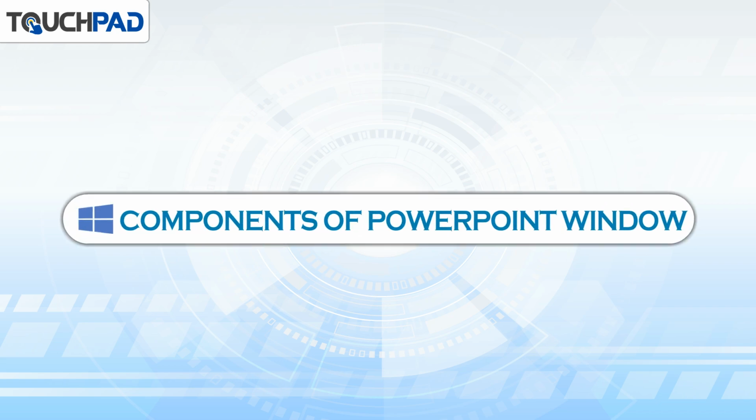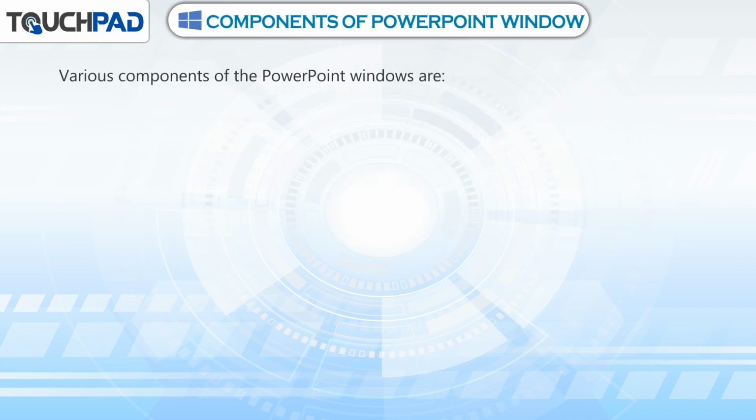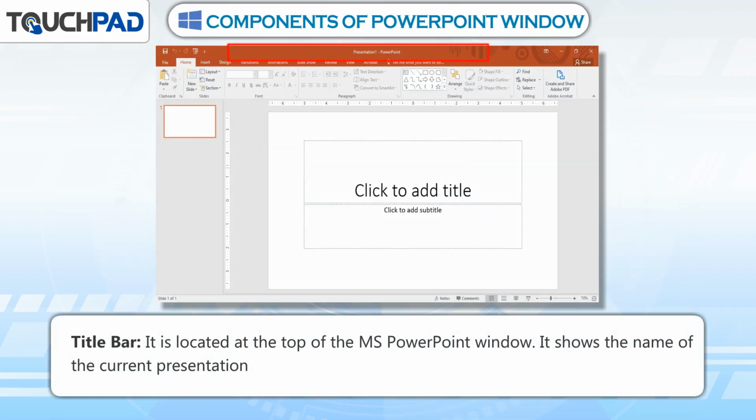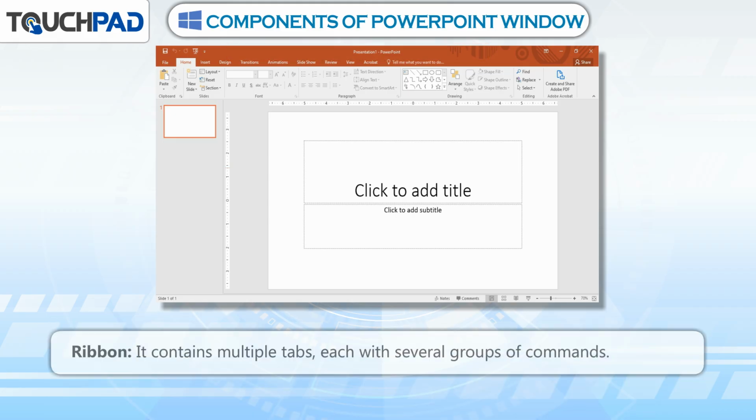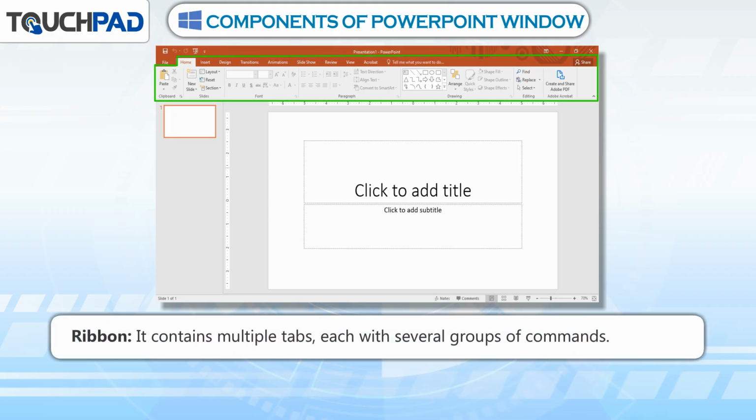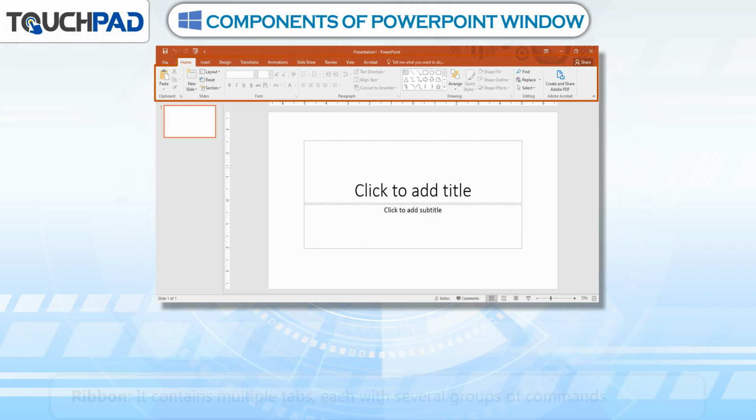Components of PowerPoint window. Various components of the PowerPoint window are: Title bar. It is located at the top of the MS PowerPoint window. It shows the name of the current presentation. Ribbon. It contains multiple tabs, each with several groups of commands.